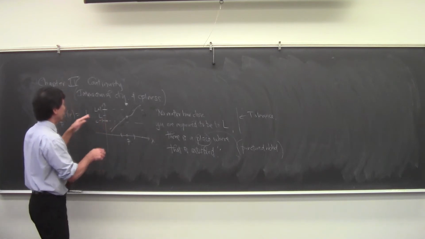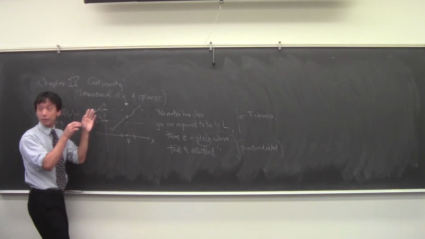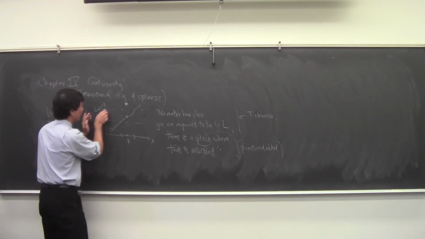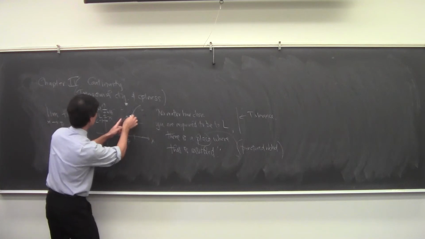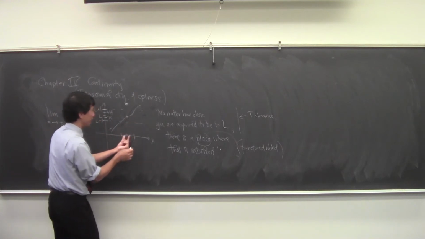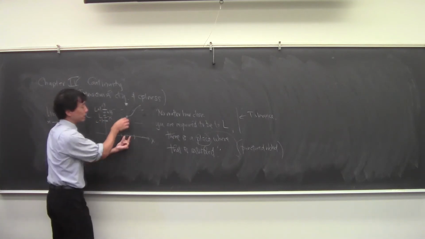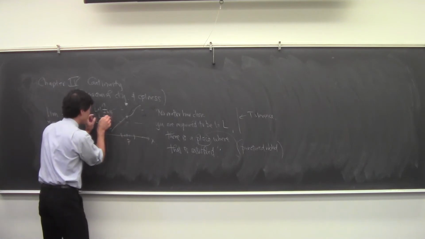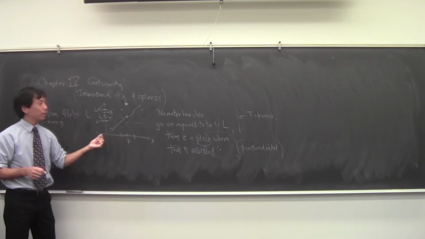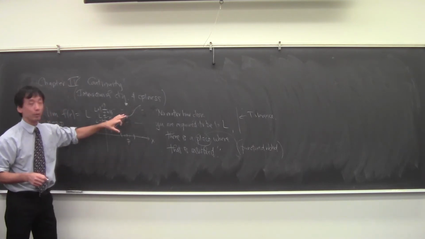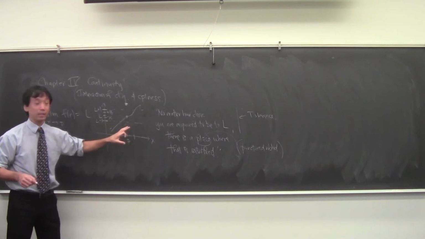Going back to the tolerance idea, if somebody says I'd like you to stay between plus a half and minus a half, in this picture I can find a radius in which that's satisfied. And if somebody says I'd like you to stay within a billionth, plus a billionth and minus a billionth, I can find some place where that's satisfied. So no matter how close I'm required to be to L, there's a place where that's satisfied.